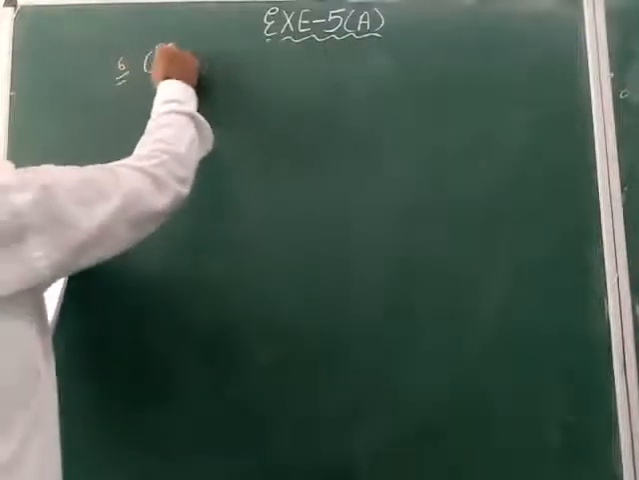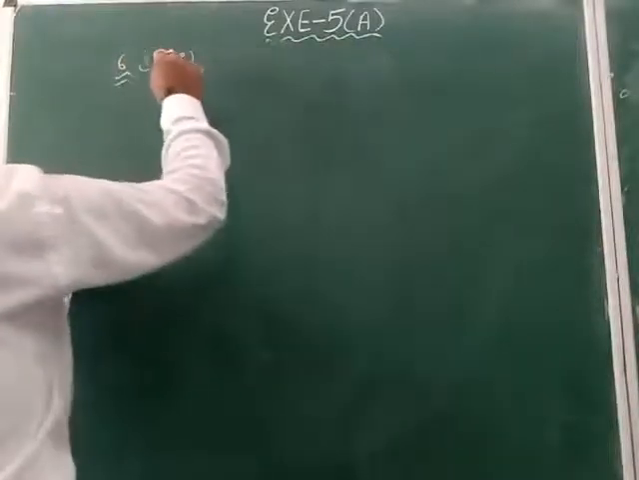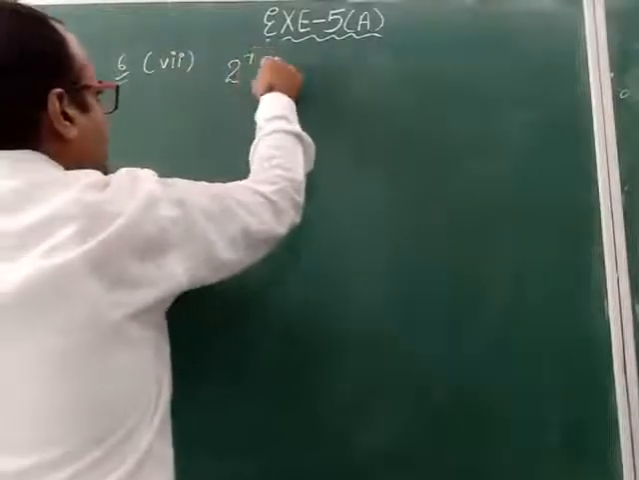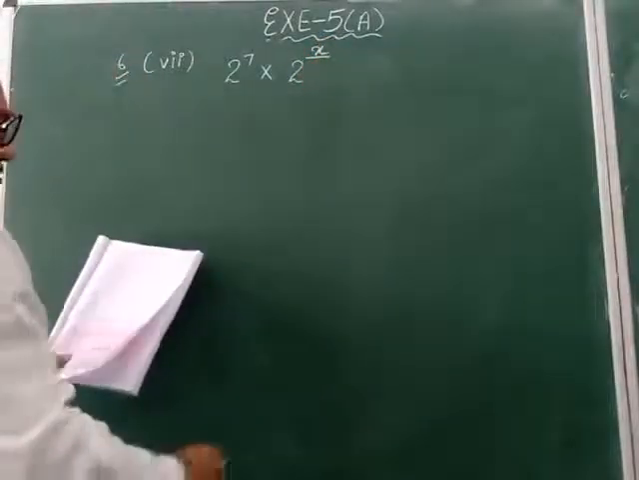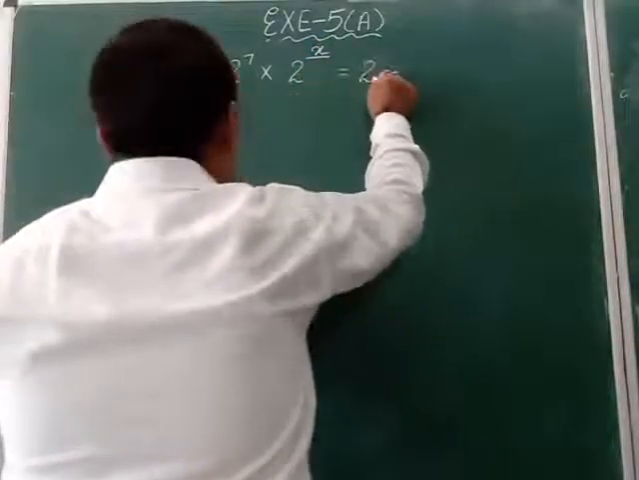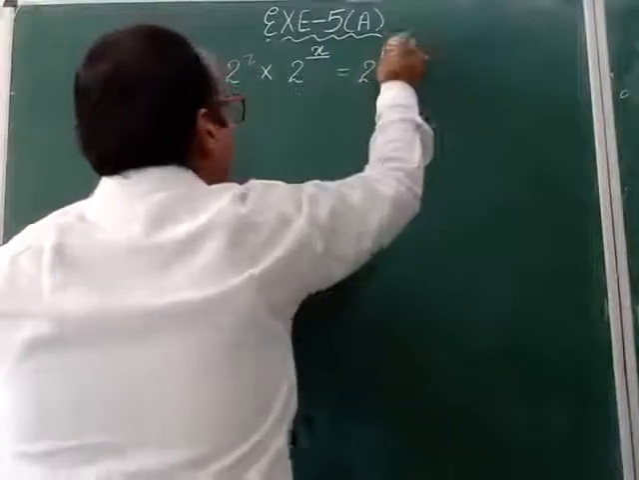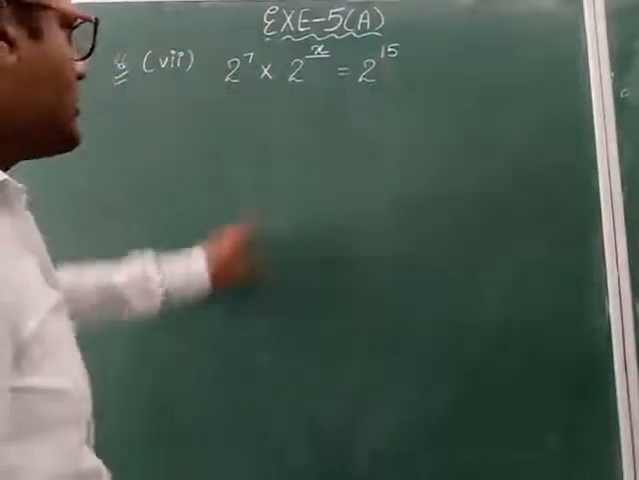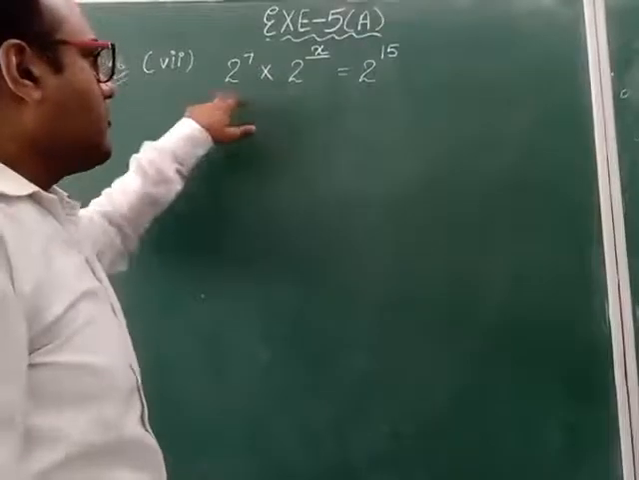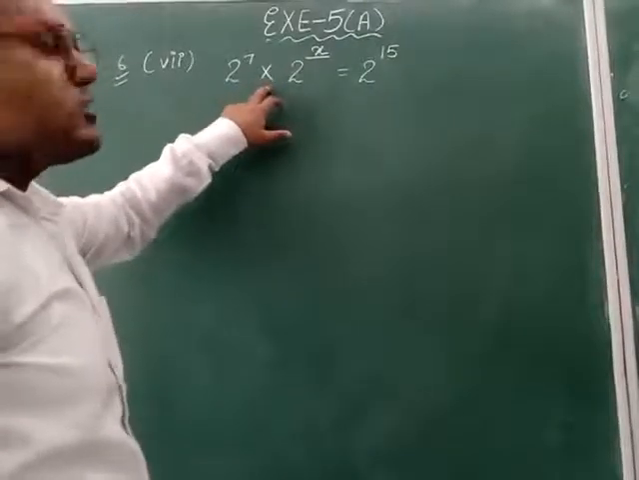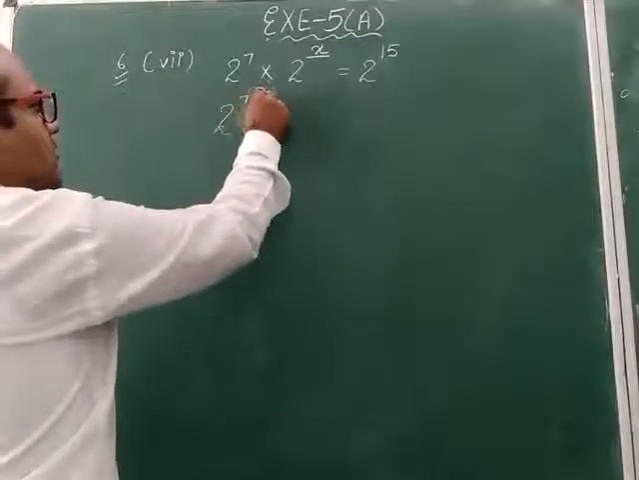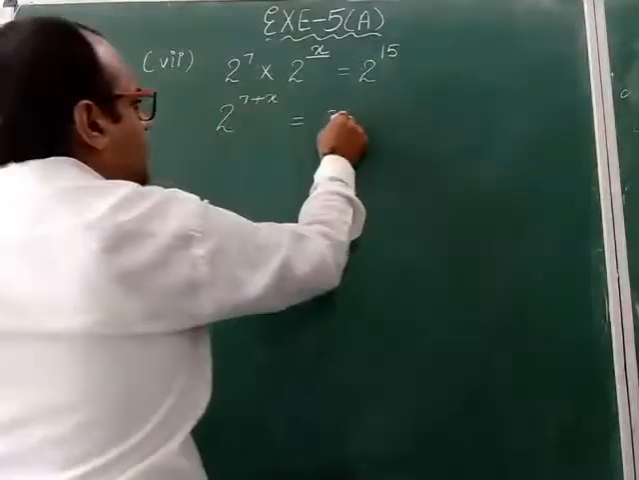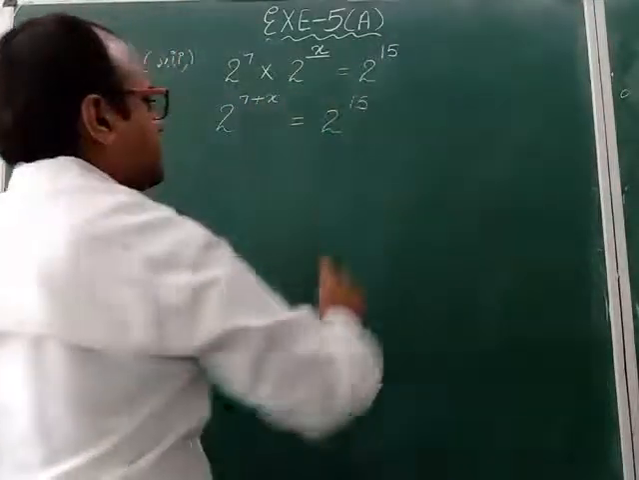Sixth question, part 7: 2 power 7 into 2 power dash. In this dash we will fill x equal 2 power 15. So here what we have to do, bases are same. Between both the bases multiply is coming, so in multiplication we have to add the powers. So we will add these powers: 2 power 7 plus x equal 2 power 15.